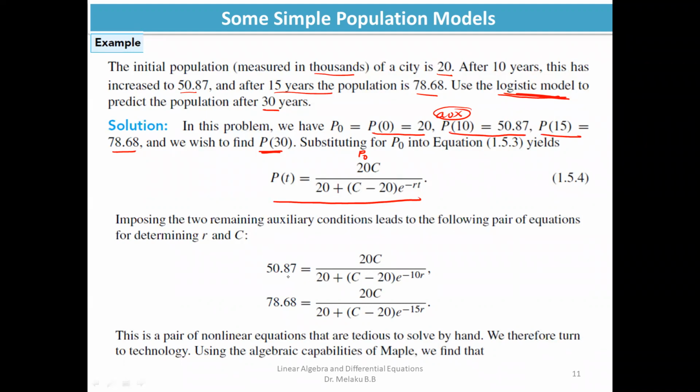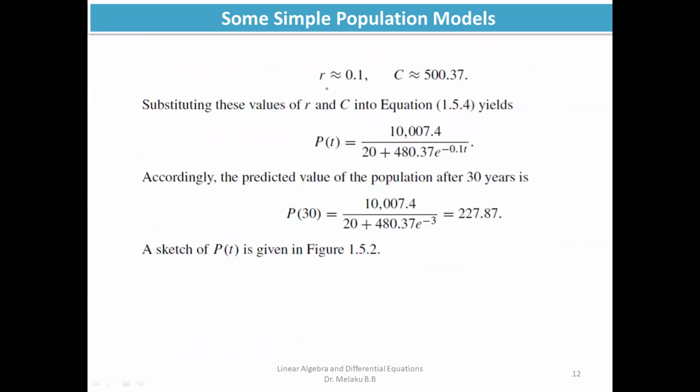So you see, we have this equation. This might not be easy to do by hand, so you can use a calculator, or otherwise you can use software like Maple to solve these two equations. You will obtain the values of r, which is approximately 0.1, and C, the limiting capacity, which is 500.37. That is an approximation.